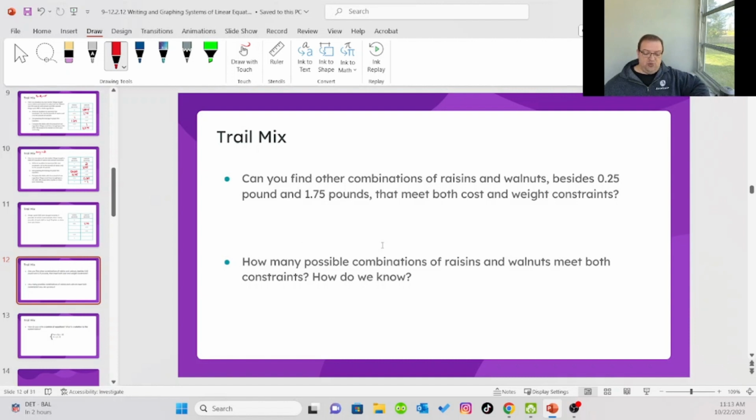How many possible combinations of raisins and walnuts meet both constraints? Only one, because we have two straight lines. And two straight lines can either cross one time, they can never cross, so they run parallel, or they can meet exactly because it's one line on top of the other. In this case, what we had was two lines that crossed one time, so that one combination is the only combination that meets both.